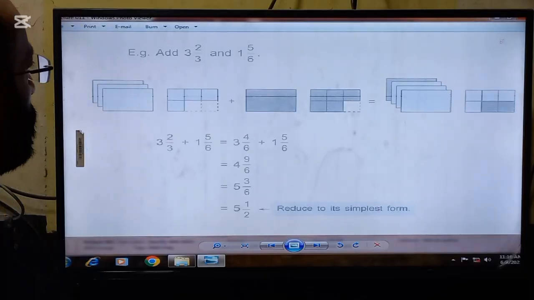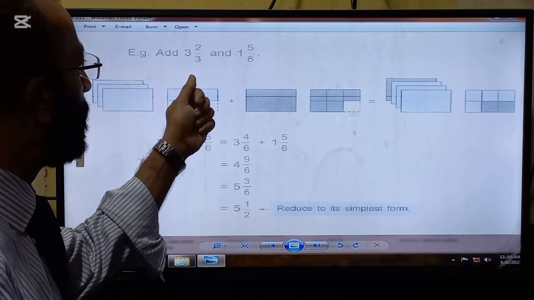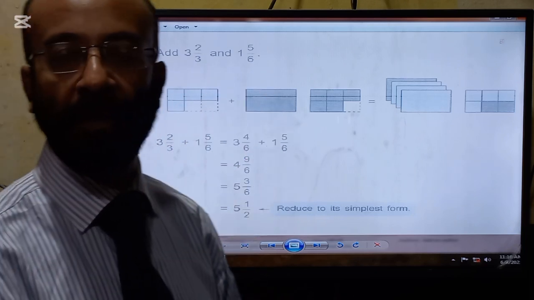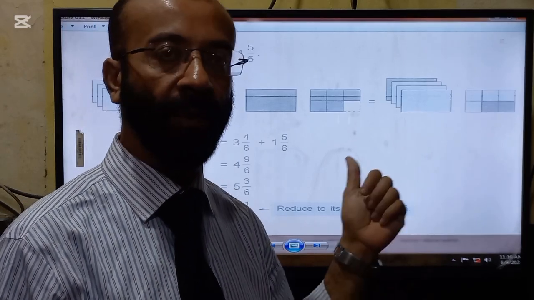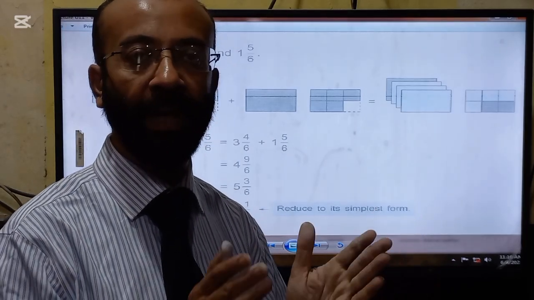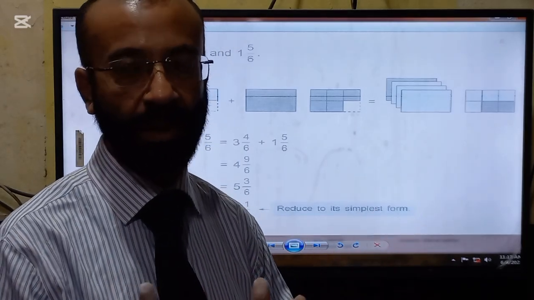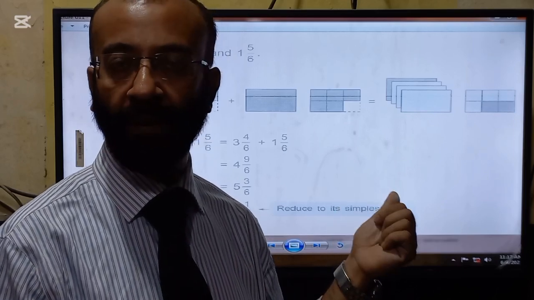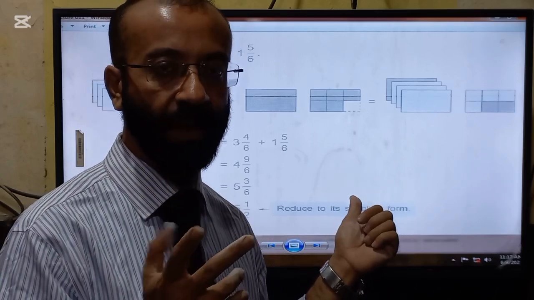Here is another question. Add 3 whole number 2 by 3 and 1 whole number 5 by 6. So again, the first method to solve this kind of question is converting unlike fractions to like fractions, and the second method will be the direct method. So we will solve the question by the two methods as well.